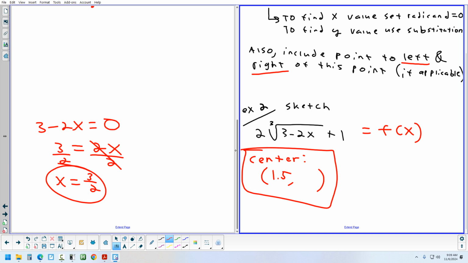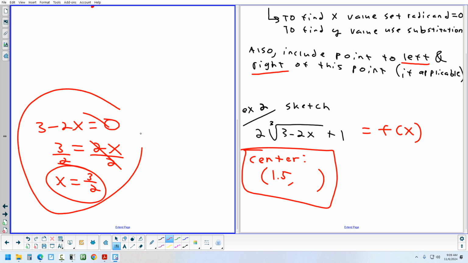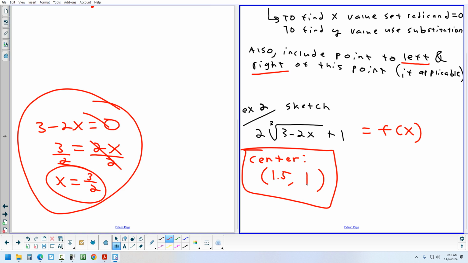What's 2 times 1.5? 3. And what's 3 minus 3? 0. It should be 0 because that's what you set it equal to. If you plug it back in and you don't get 0, then you solved this wrong. Okay. So we get 0. What's the cube root of 0? 0. And what's 0 times 2? Still 0, and then plus 1. 1. So the y value is basically what's right there.